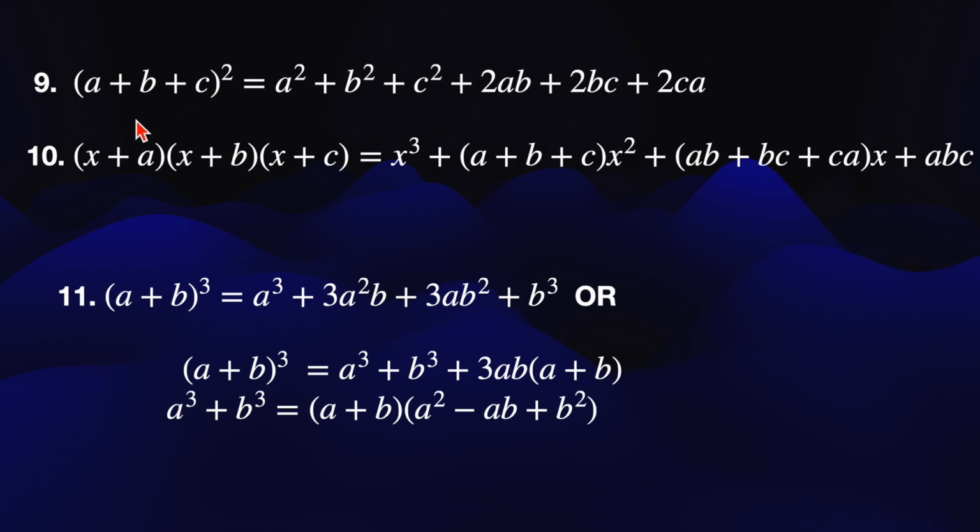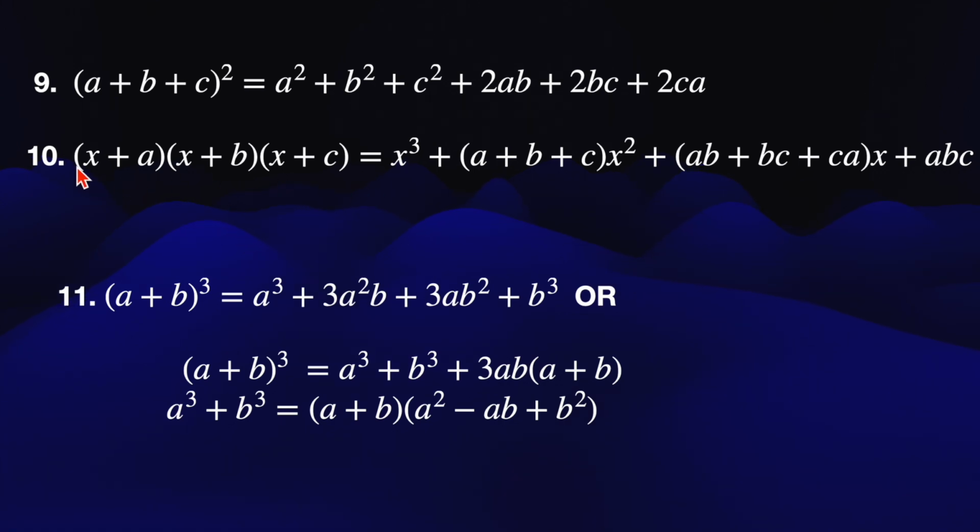Next one is (a plus b plus c) the whole square. So this is equal to a square plus b square plus c square plus 2ab plus 2bc plus 2ac. Next one is (x plus a) into (x plus b) into (x plus c).